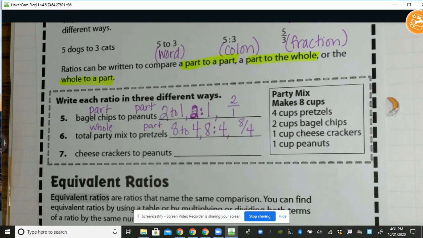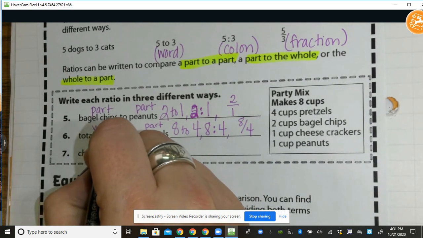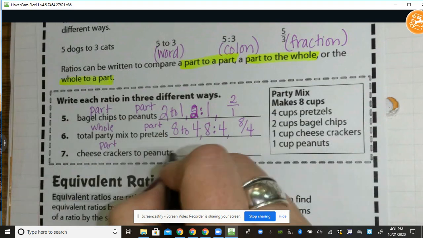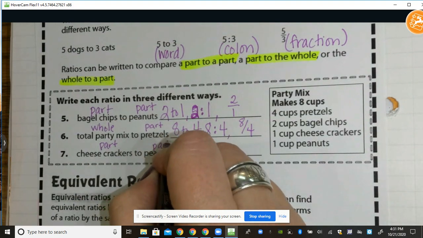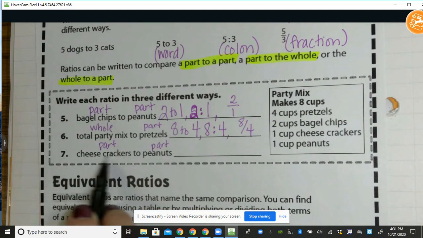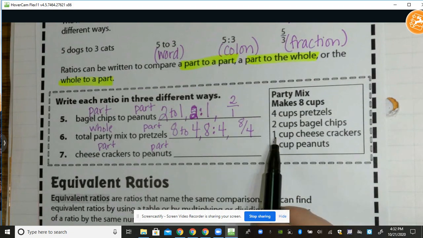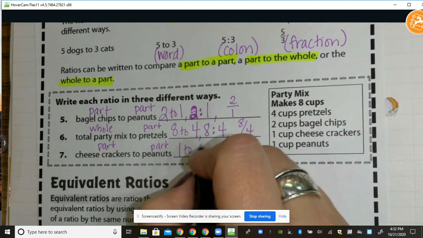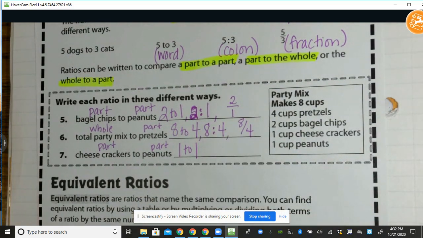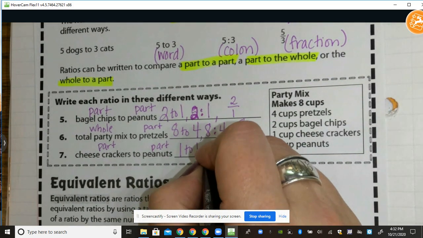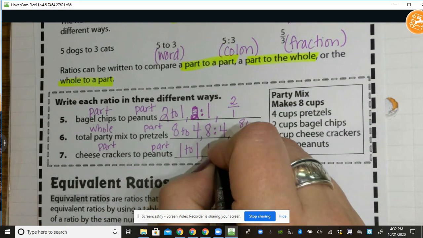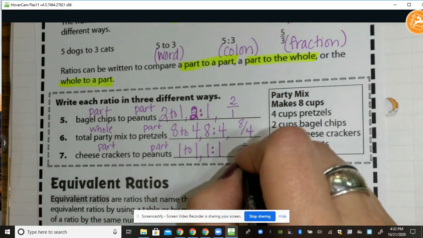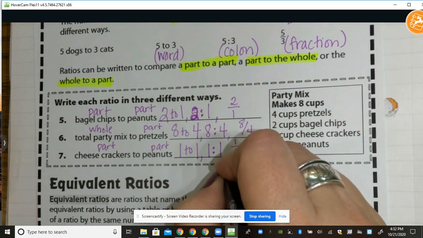Now my next one are cheese crackers and peanuts. Well, that makes it part of the mix. So this is part to part. So if I look, cheese crackers, I come over here, there's cheese crackers. Well, it's a 1 to, peanuts is 1 cup. So that's a 1 to 1 ratio. So 1 cup to 1 cup and a 1 over 1.